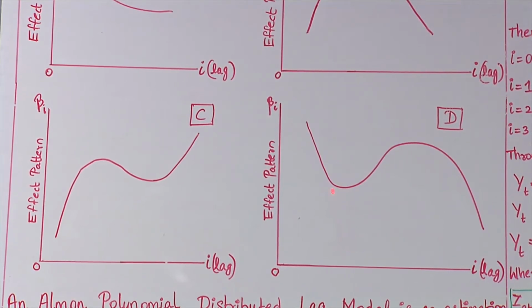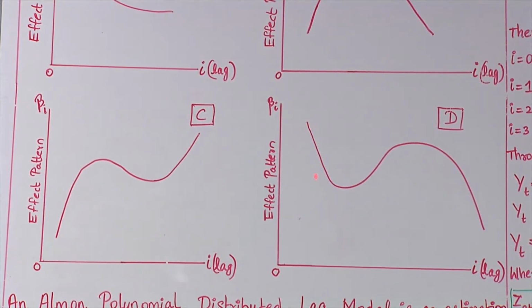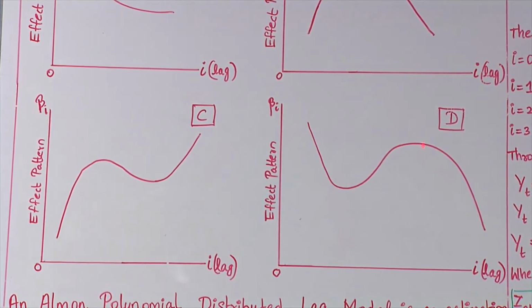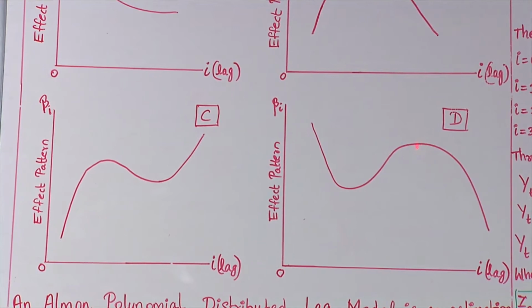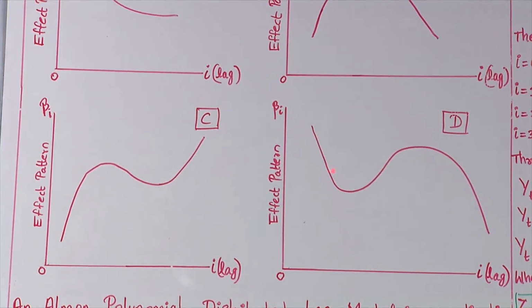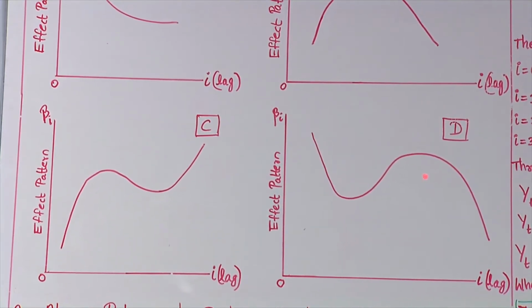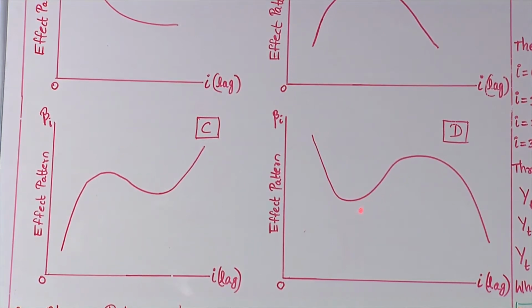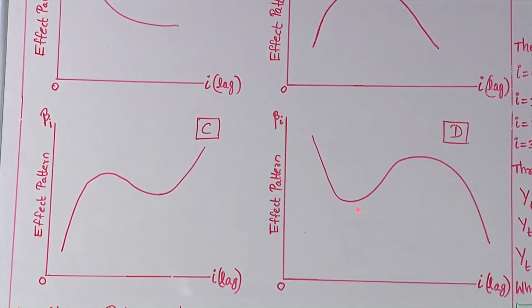If we take the fourth figure, D, here the pattern first declines and reaches a threshold, then starts to increase, then reaches another threshold level and starts to decline. Here also the effect pattern changes direction more than once. So these kinds of patterns are modeled in the Almon's approach.